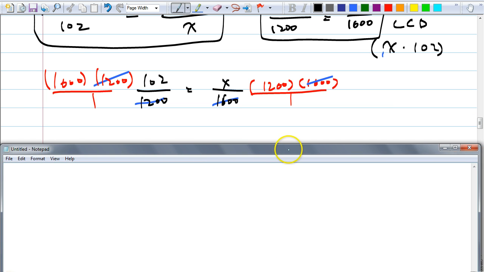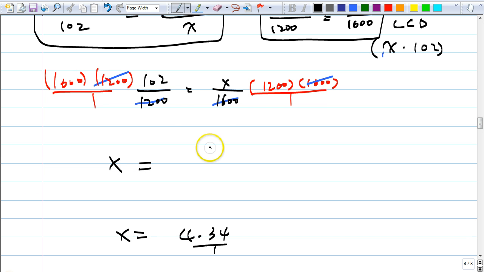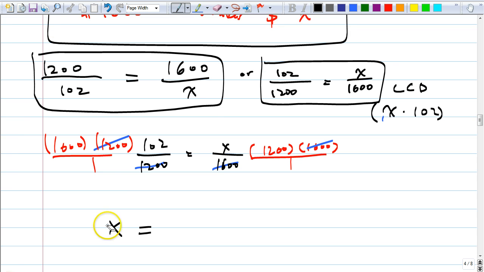Okay, so I started off with the one on the right, just because the x was in the numerator, but it doesn't really matter. So I multiply both sides by 1200 times 1600. And when they cancel out, what do I get, guys? On the left side, I get 1600.